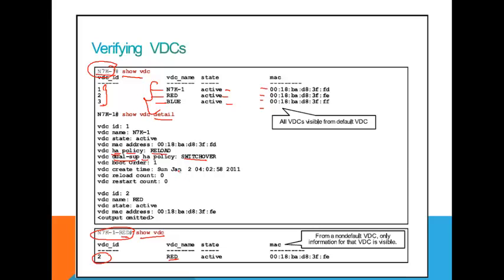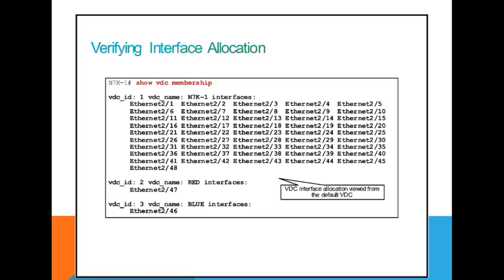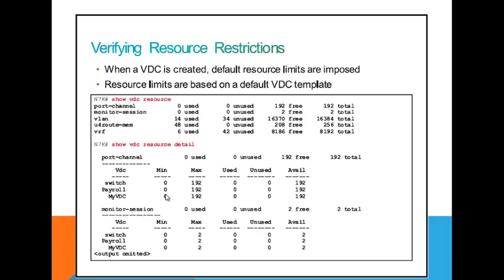Now if I want to see the interface allocation for the VDC, I type the command show vdc membership. It will show all the VDC names and the interfaces that are allocated. If I want to see the resource allocation, I type show vdc resource. It shows port channel, the minimum, the maximum, monitor session, the minimum, the maximum. If you want, you can say detail. For port channel, you see the information. For monitor session, you see the information. It will be more granular.